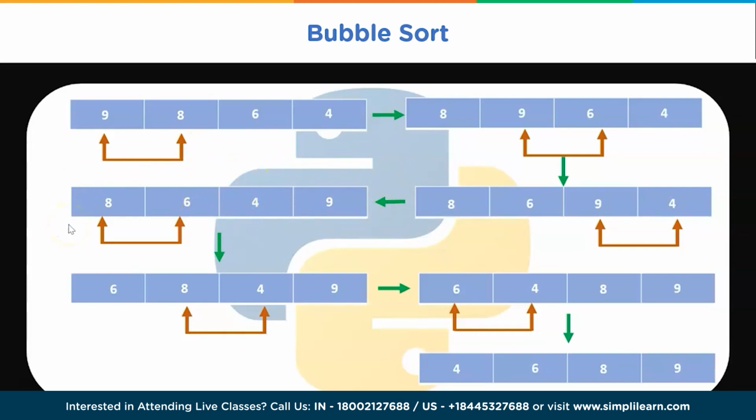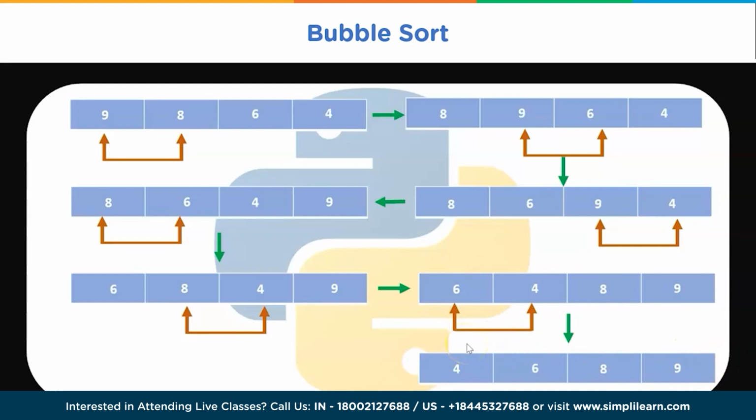So now we will start from the beginning. We will compare 8 with 6, and 6 is smaller than 8, we will swap. So now your output is 6849. Again 8 is compared with 4, 4 is smaller than 8, it is swapped. Now we will not go further because we know 9 is at its correct position, 8 is at its correct position. Now we only need to do one iteration of comparison between 6 and 4. Now 4 is less than 6, we swap, and this is the final output of 4689.